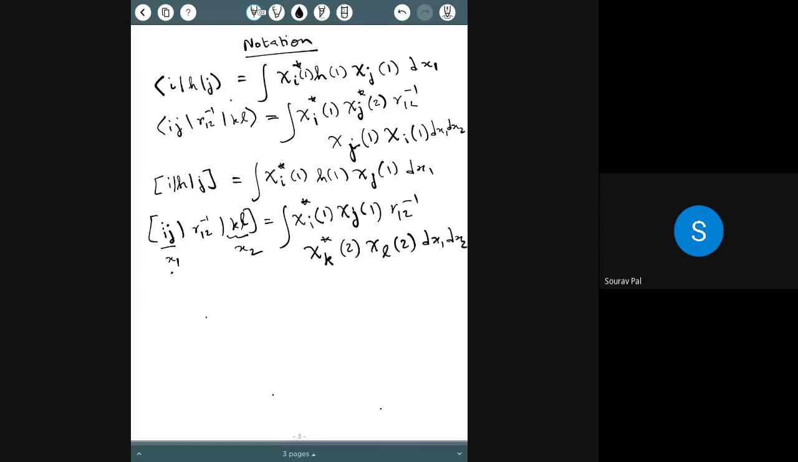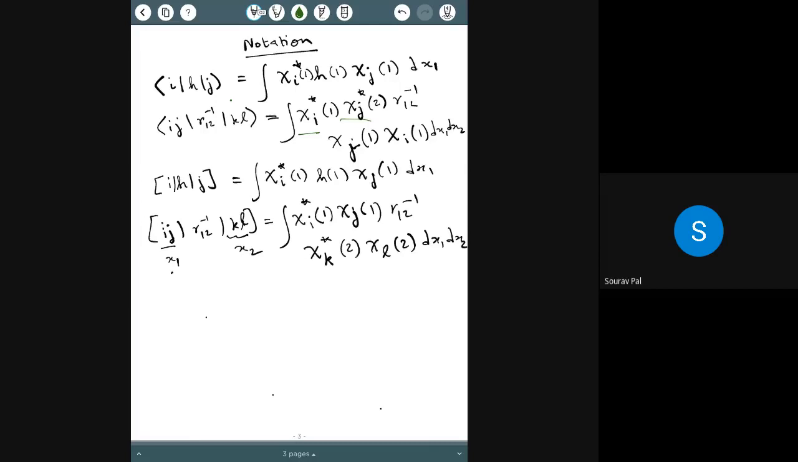Ma'am, here chi j should be starred in the last line. In the last line, chi j1 should be starred. No. This is the chemist notation. Oh. So in the physicist notation, the bra part, both orbitals are starred. This and this. In the chemist notation, actually, maybe please repeat that part, Sangita.